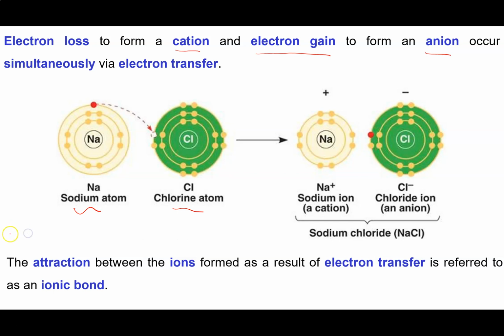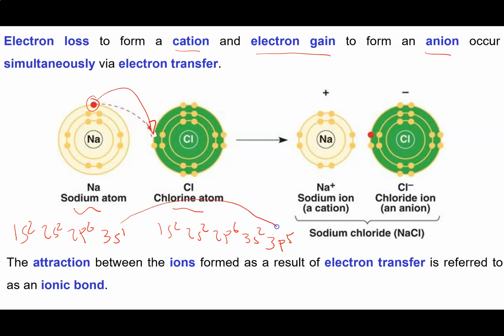So a sodium atom has electron configuration 1s2, 2s2, 2p6, 3s1. And a chlorine atom has electron configuration 1s2, 2s2, 2p6, 3s2, 3p5. So if a sodium atom loses one electron and transfers it to a chlorine atom, when it bangs into that chlorine atom, what happens? That electron goes over there.